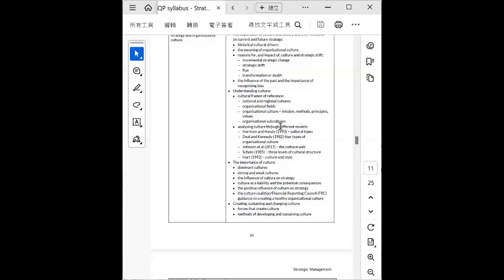Another type is symbols, which include logos, office design, and dress code. For example, Facebook has a casual dress culture and open office layout, which symbolizes a very informal and collaborative culture. And then there is the power structure, which determines who holds influence.